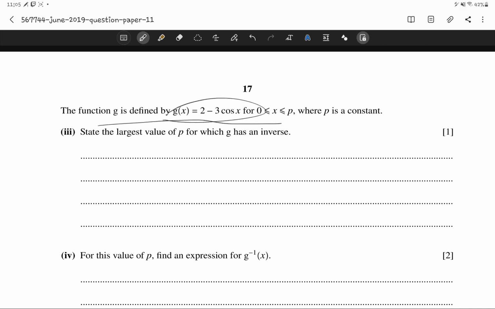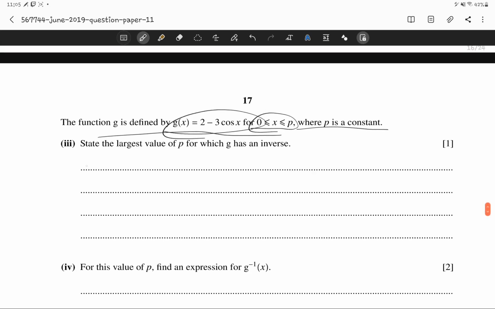Okay, there's a function like this. The x is in this range, p is a number. State the largest value of p for which g has an inverse. Okay, so what value of p is the derivative of g still the same sign? Is it still positive or still negative? So let's get it. G prime x equals 3 sine x.